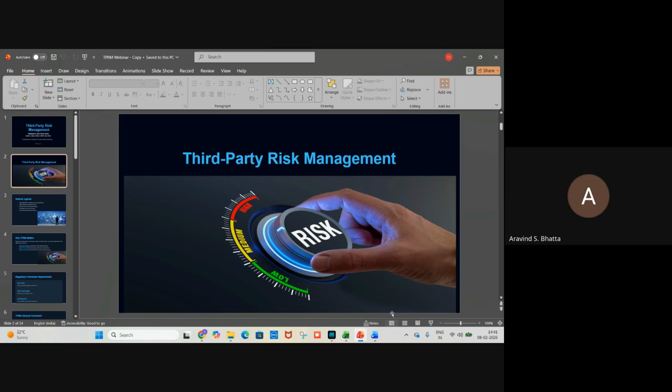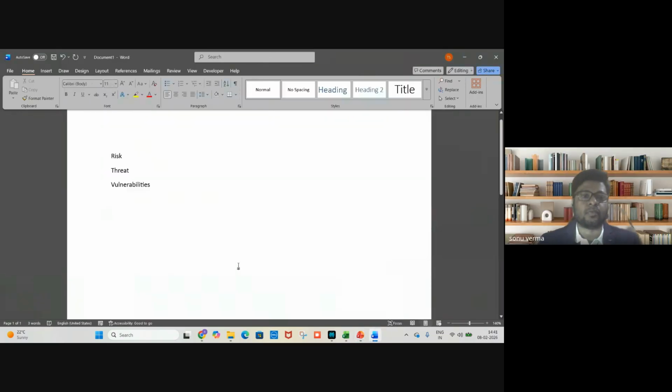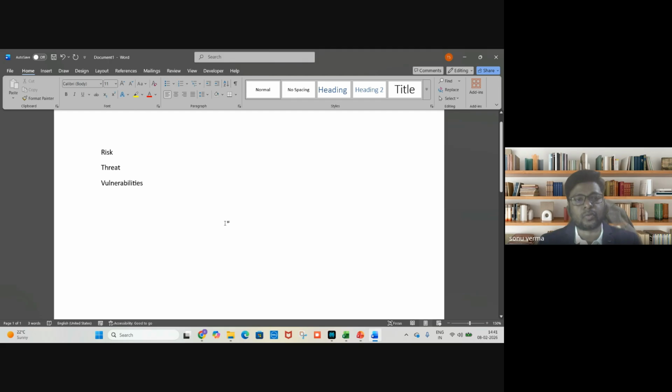Great. So for those people who are not from the IT team, I'm just going to present this part, risk, threat, and vulnerabilities, in layman language, and then I will try to connect it to the technical language for better understanding. For example, if you're moving out of your house for one complete month and no one is available at home, so what do we do?